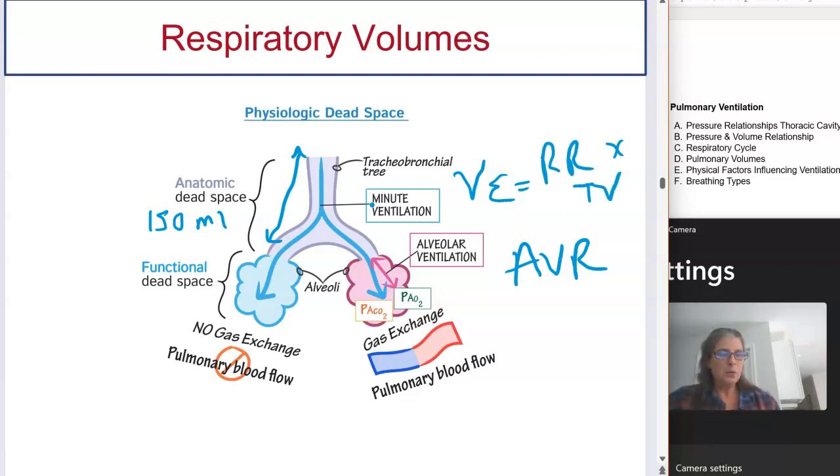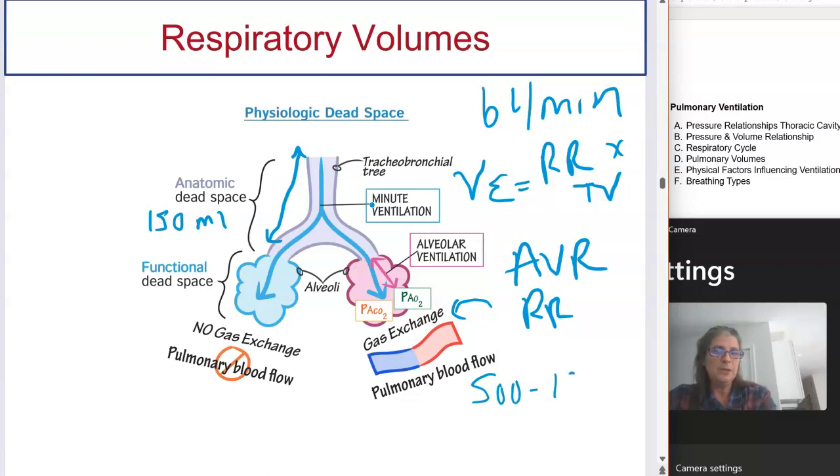So a normal respiratory rate is usually 12 to 20 breaths per minute. And so we usually use 6 liters per minute for that. So 6 liters of air in and out. But what might be more important is how much of that actually is available for gas exchange. How much of that can we actually get in our blood and move? So that's our alveolar ventilation rate. So that still uses your respiratory rate, but now you take into account the dead space. So you would take your 500, but you would subtract the 150 that never makes it to the lungs.